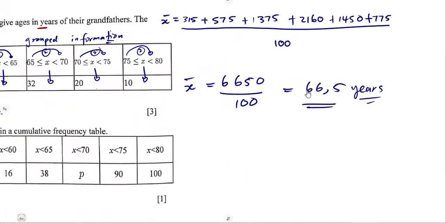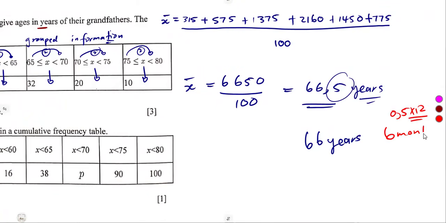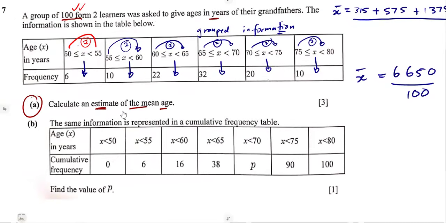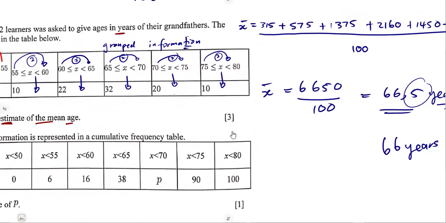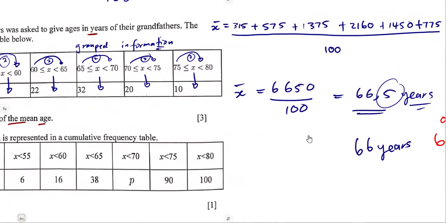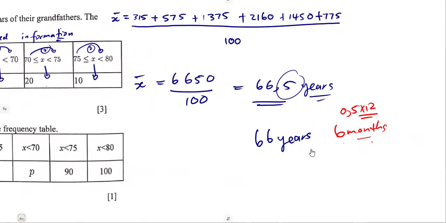All right, so if you're saying 66.5 is just like 66 years, then 0.5 is just like half. 0.5 times 12 months, which means we've got what? 6 months. So it is just like 66 years and 6 months. But they said to just calculate an estimate of the mean age. It is up to you. Are you just going to write it in years as it is, or separate years and months? That one is in your hands.